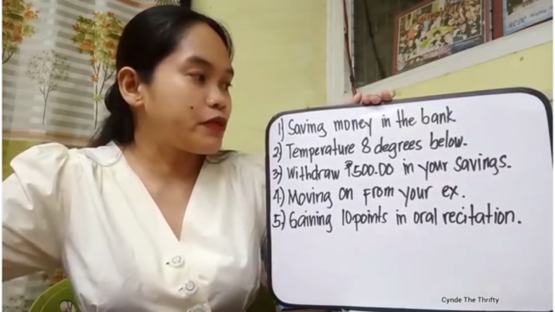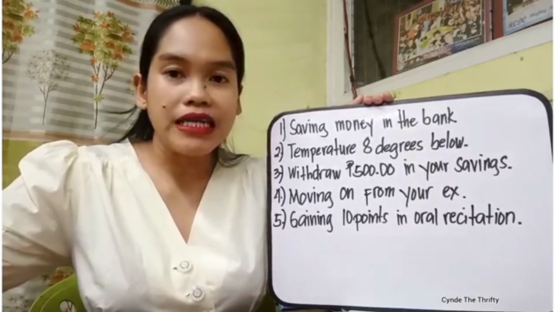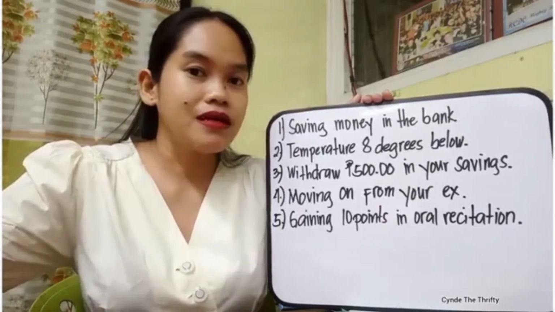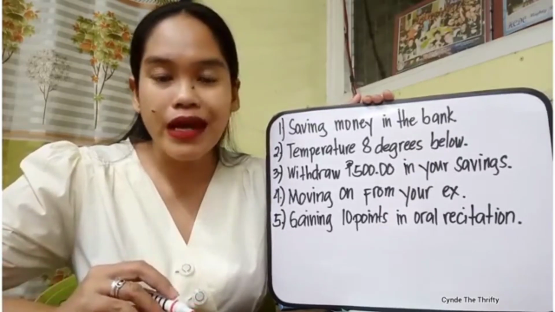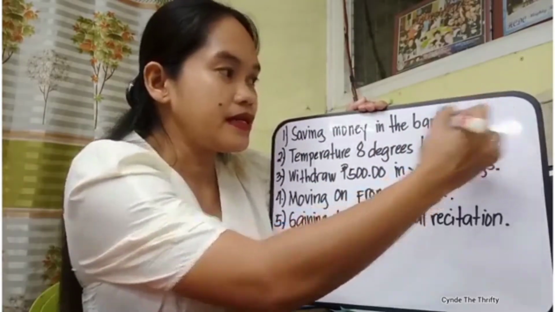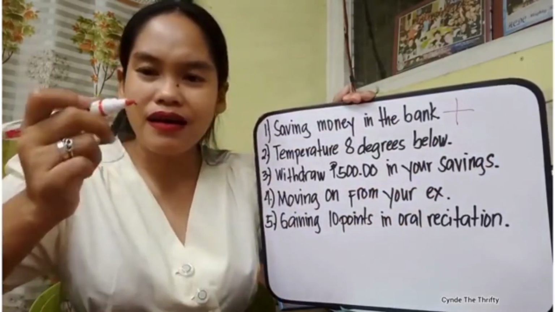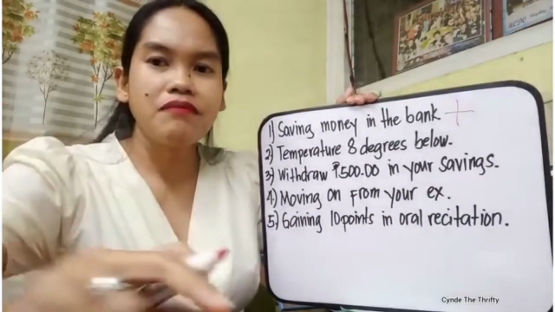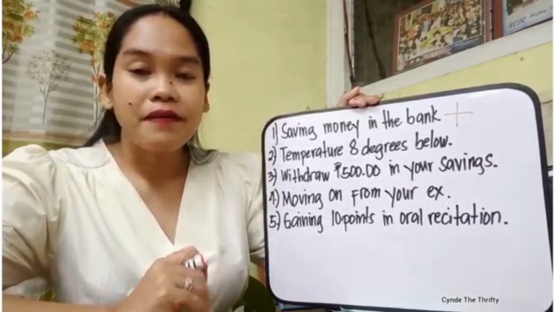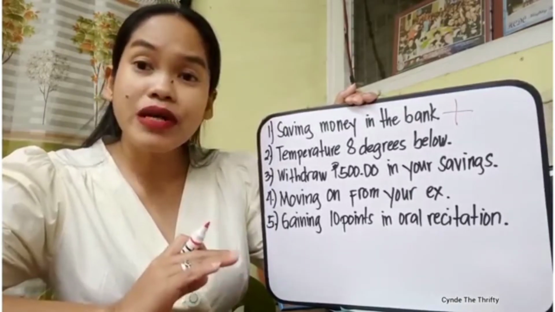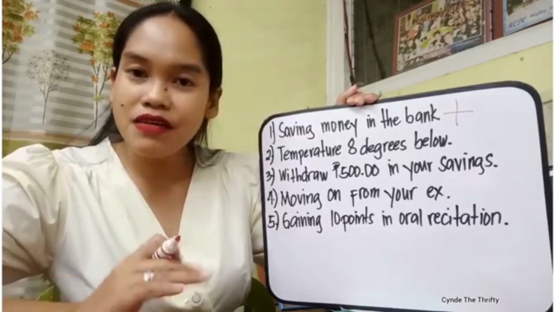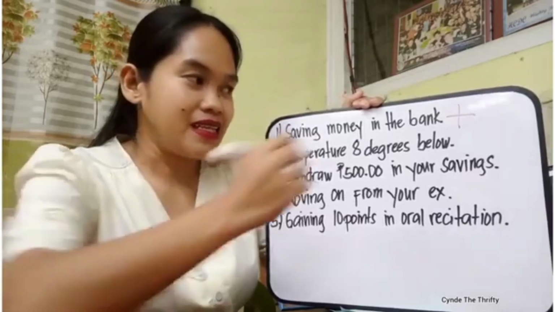So, for example, number 1, saving money in the bank. Ibig sabihin is positive or negative? Positive. Ayan. So, positive. Kita ba? Ang liit ng red marker ko. Number 2, temperature 8 degrees below. Ibig sabihin, positive or negative? Negative.